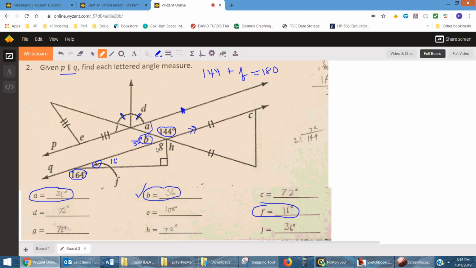That means that angle F and angle G have to add up to 90 because the acute angles of a right triangle add up to 90. So G plus F is 90, G plus 16 is 90, so what do you have for G? You have 72, plus 16, this is not right. Because 16 plus 74 is 90, so G should be 74.